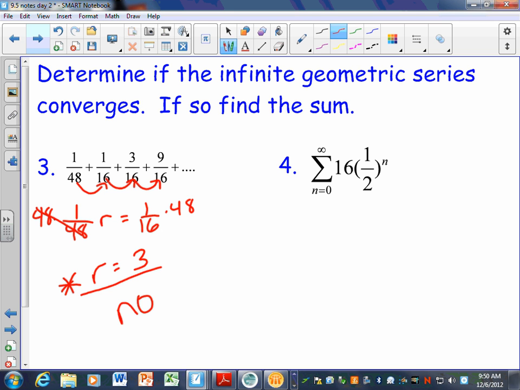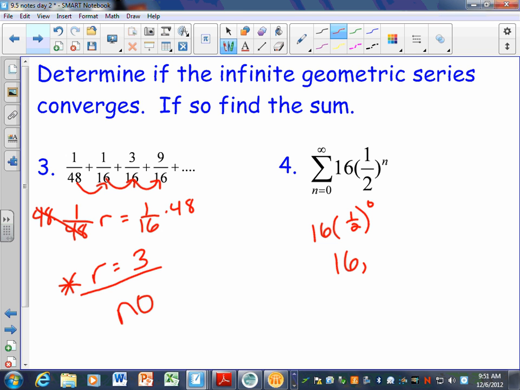If you were going to work this out, this is your starting number at the bottom, so you would start with 0 right here, and your first term would be 16 times 1/2 to the 0, which would just be 16. Do you agree with that? Because it starts with 0, not with 1. Really important to pay attention to the notation.